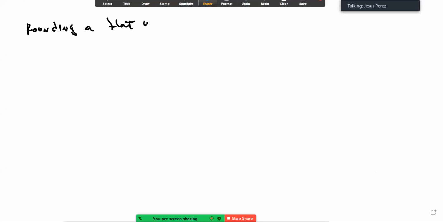Okay, this is going to be a problem about rounding a flat curve. Rounding a flat curve.